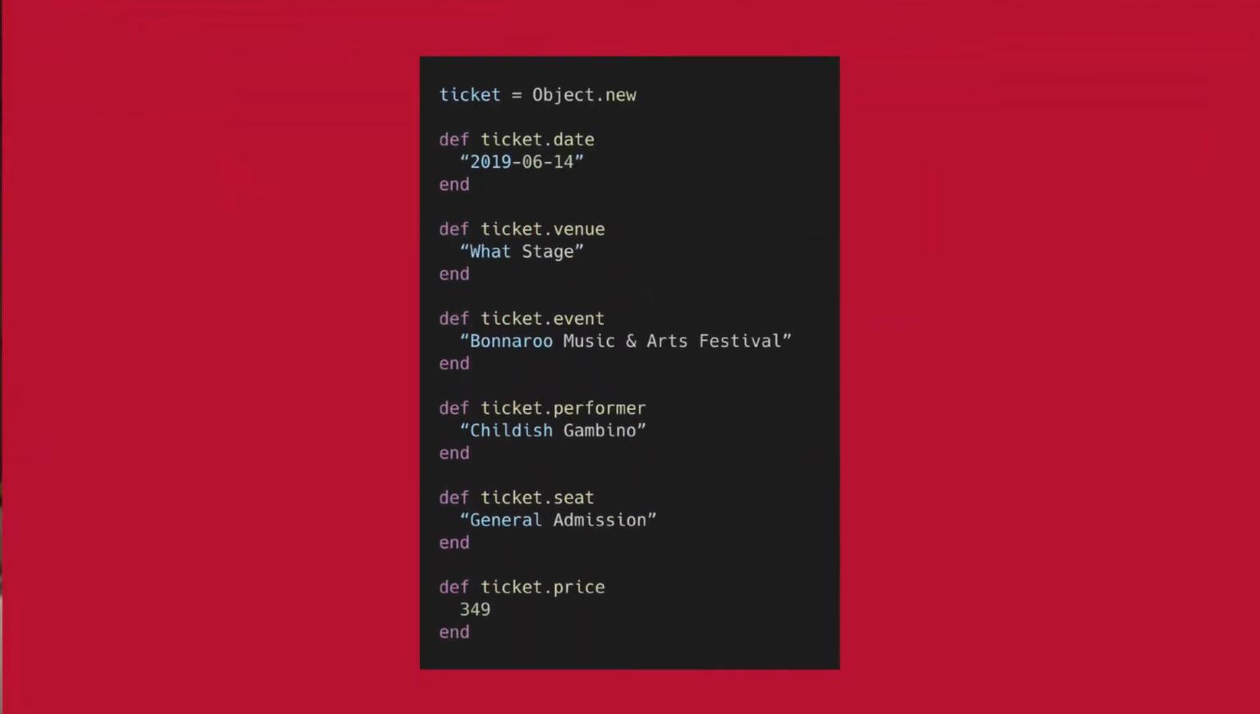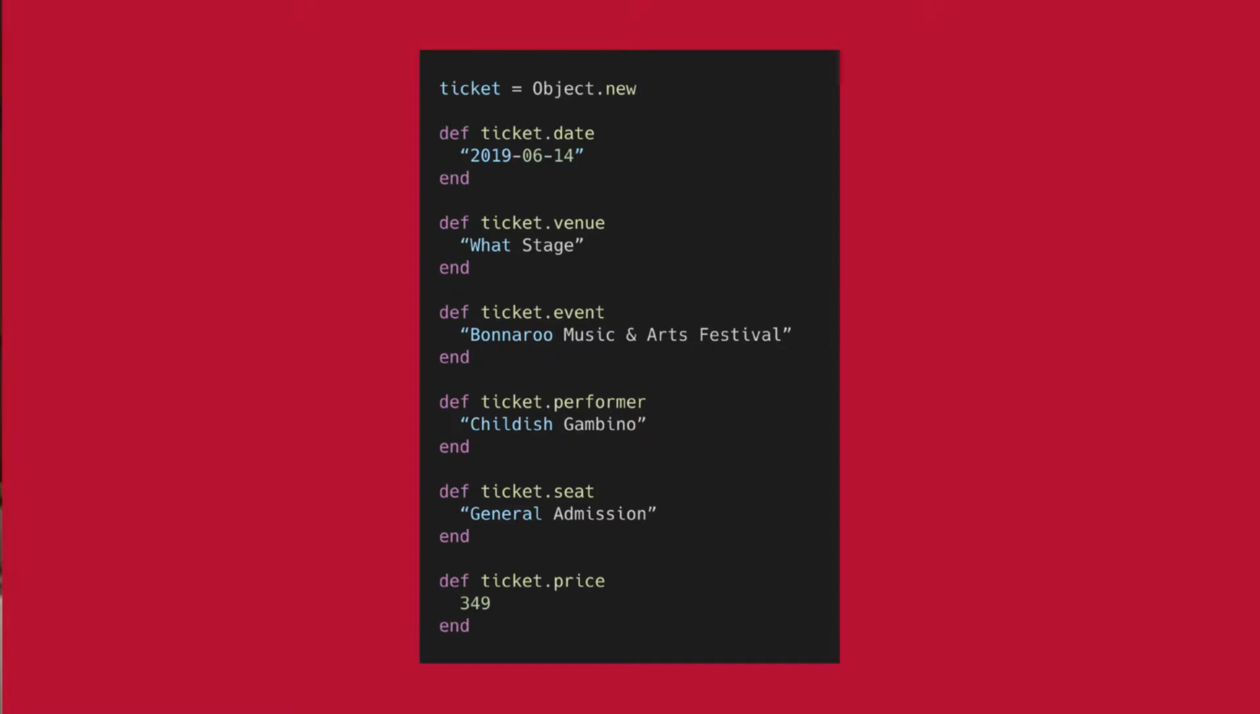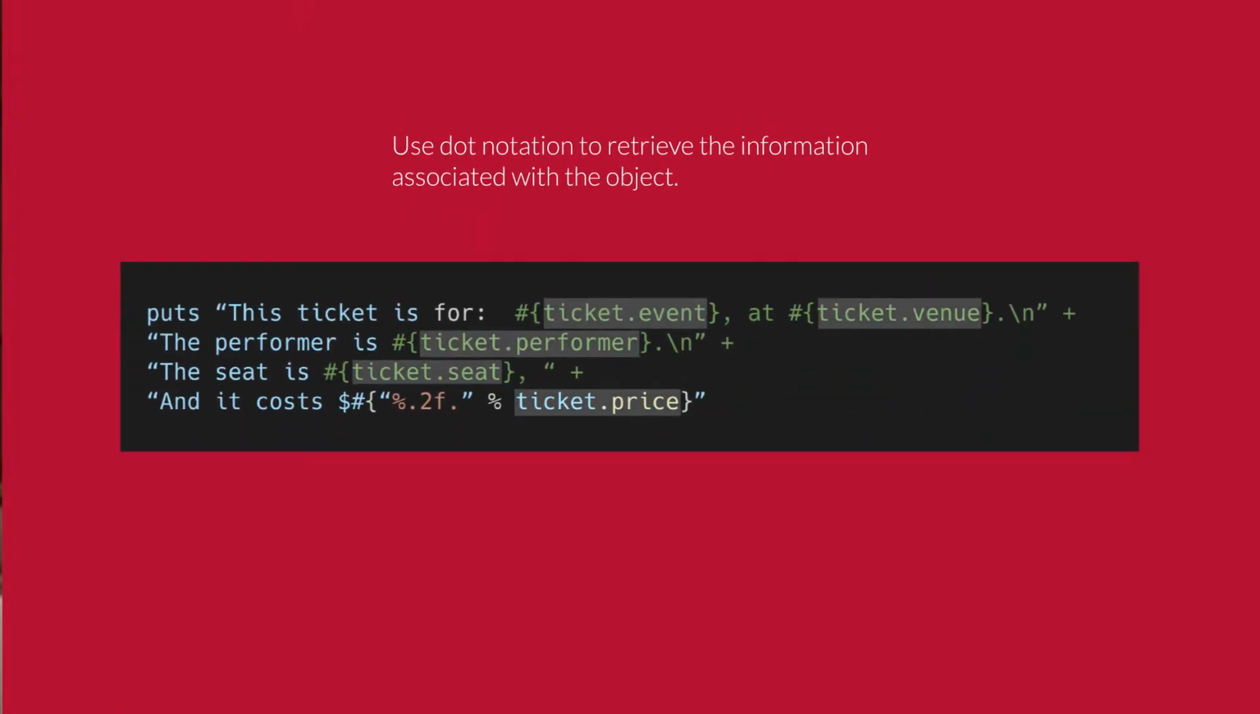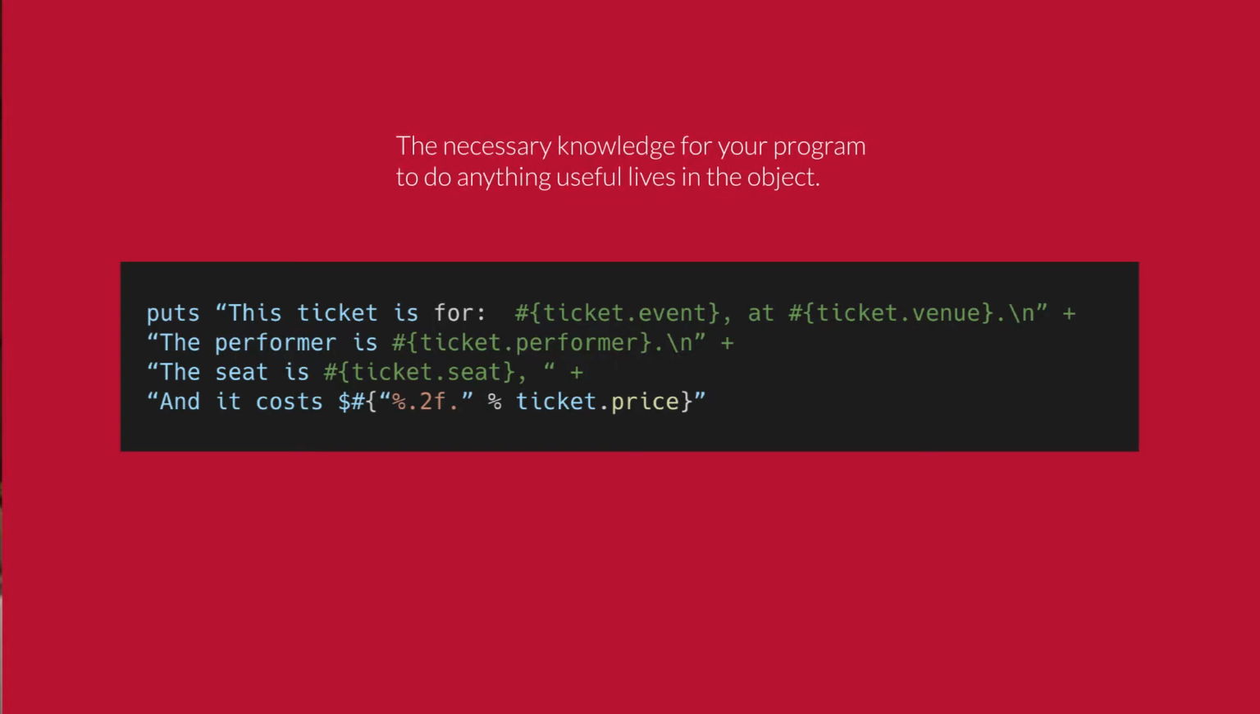Now we're going to create an event ticket object that should be able to provide all the data about itself. Just as with native objects, you can use dot notation to retrieve the information associated with the object. This ticket is a simple example, but it also demonstrates an important principle. The necessary knowledge for your program to do anything useful lives in the object.